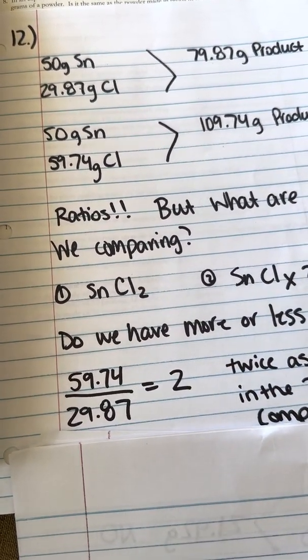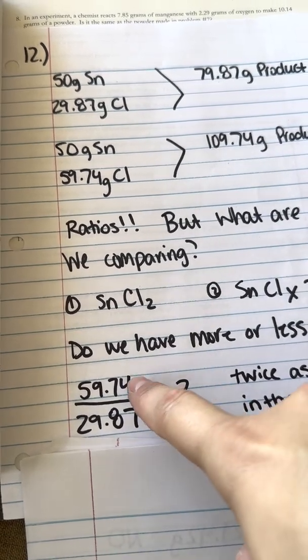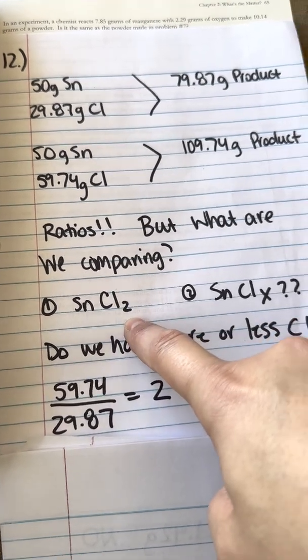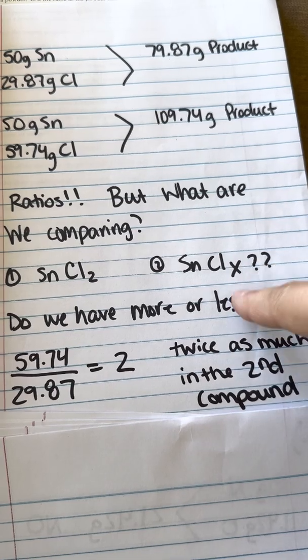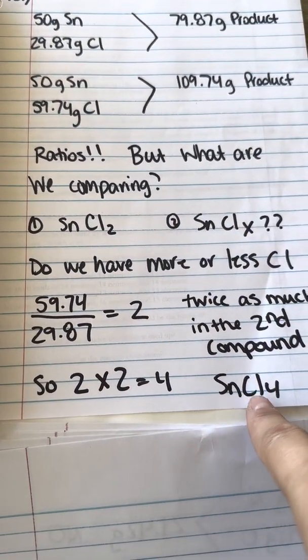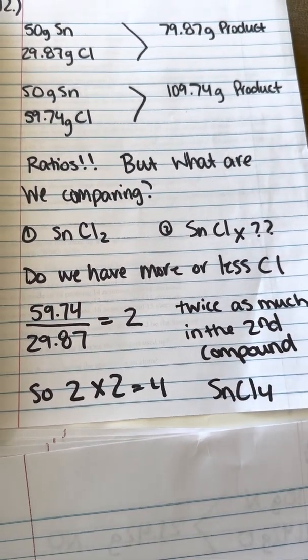So looking at this, now this number tells me that I have twice as much chlorine in the second one. So if I have 2 in the first one, twice that is going to be 4. So 2 times 2 makes 4. So my chemical formula for this second compound is SnCl4.